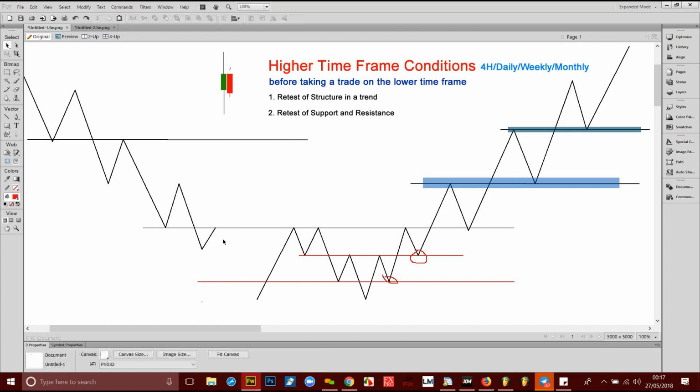Okay, so now let's assume it came back and retested. What am I looking for this move? I'm looking for this move to happen. Maybe like a flag.